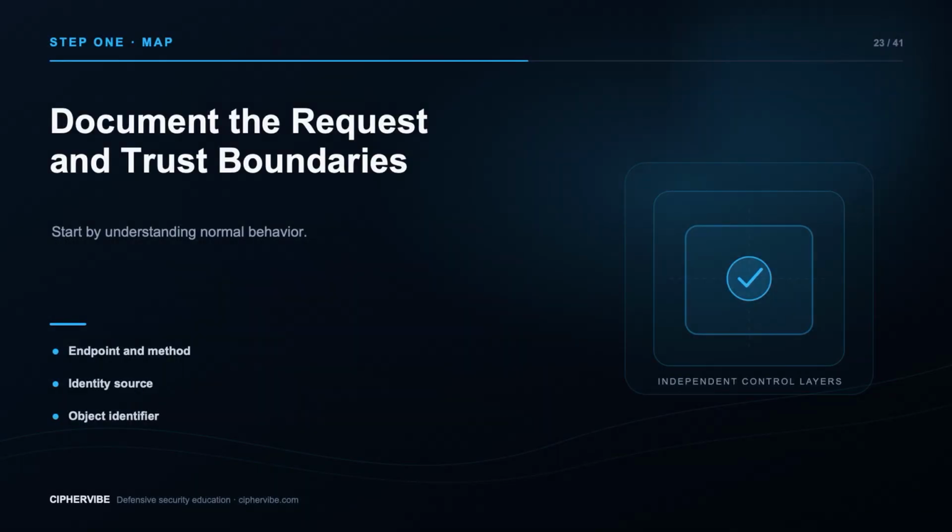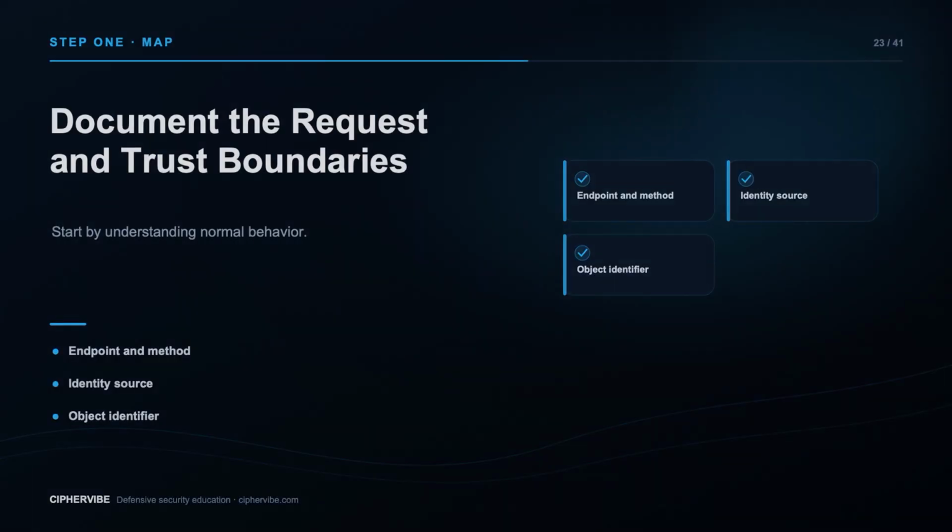First map normal behavior: the endpoint and method, where identity comes from, how the order is selected, which fields return, what roles exist, and where authorization occurs. Do not begin with random payloads. Begin with a model of the expected security decision.